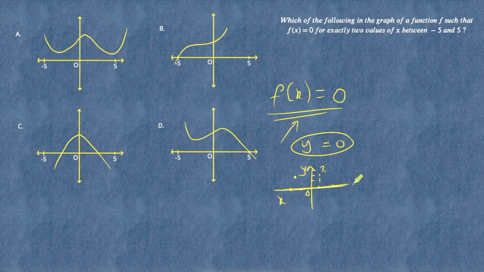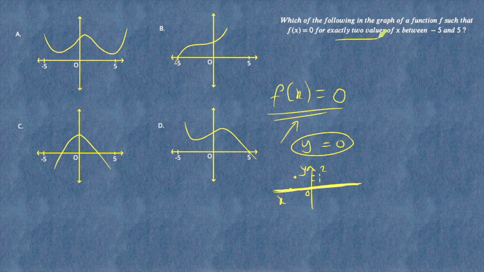So basically, if I find a point on the x-axis, what we call an x-intercept, it intercepts the x-axis. So if a graph or a function intercepts the x-axis, at those points y will be 0. In the question, they've asked to find exactly two values where f of x equals 0. So find the graph which will cut the x-axis exactly twice.